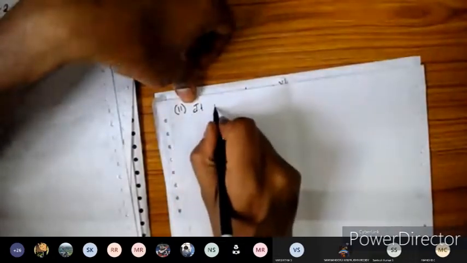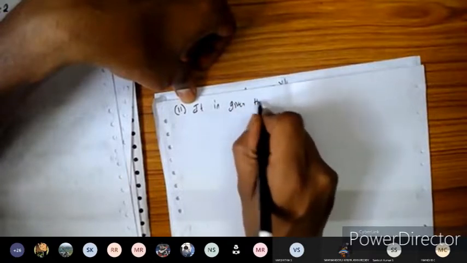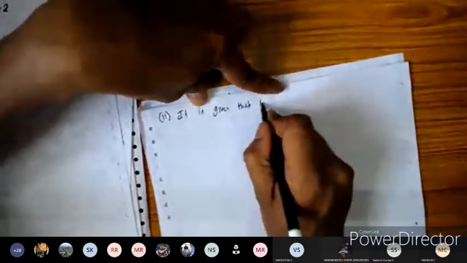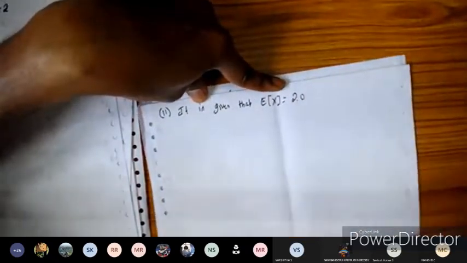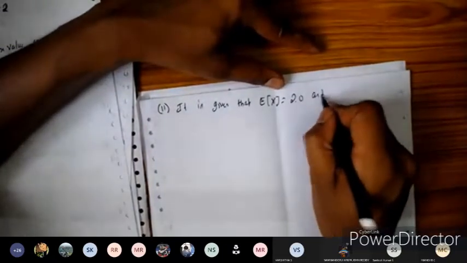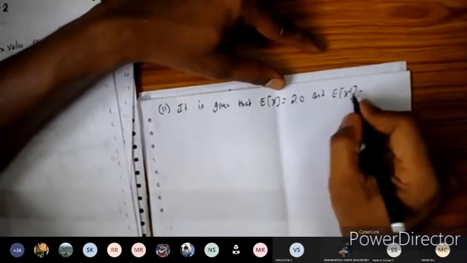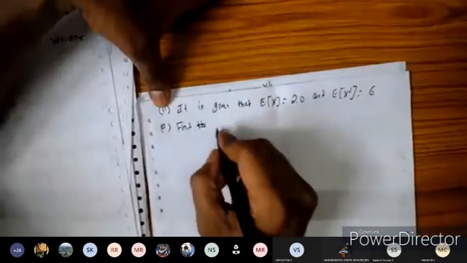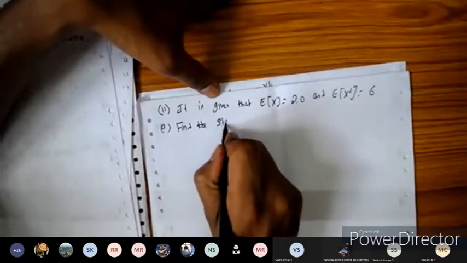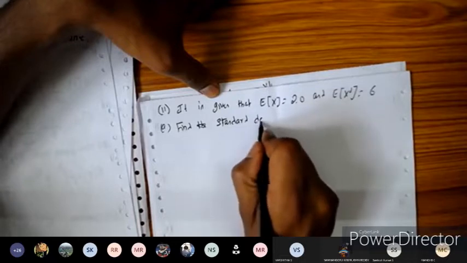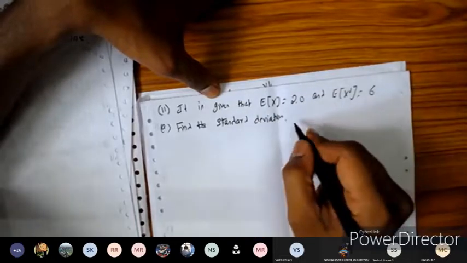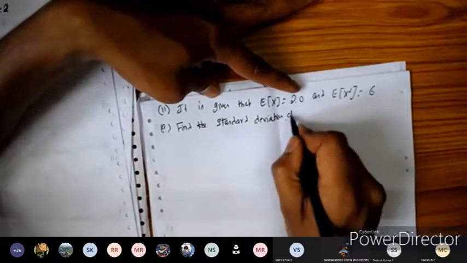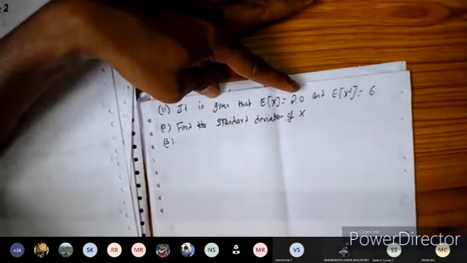So this is one of the problems asked in the exam. It is given that expected value of x is equal to 2.0, and expected value of x square is equal to 6. Find the standard deviation of x.